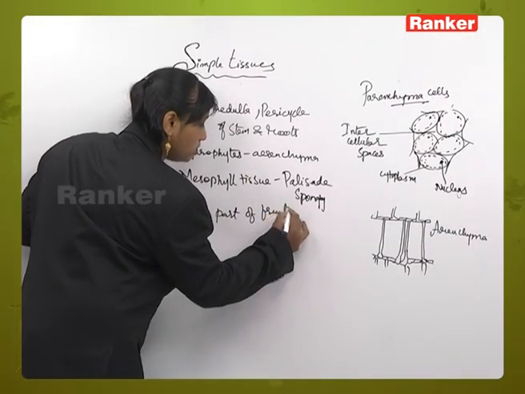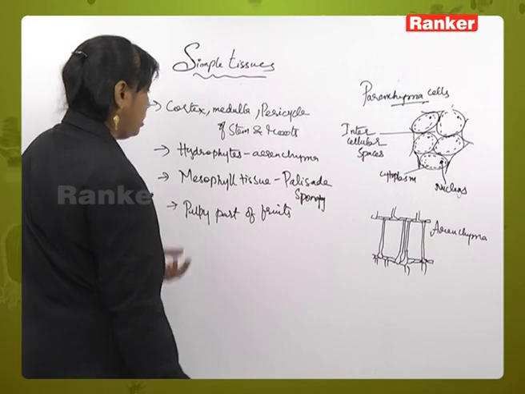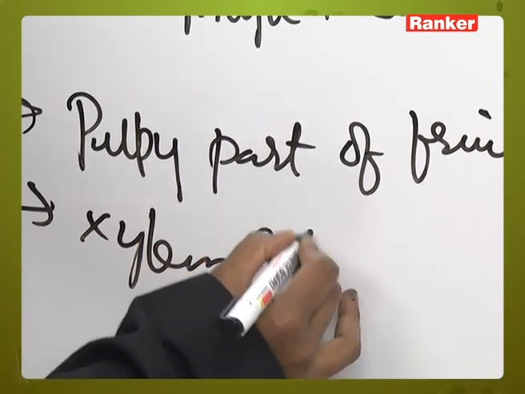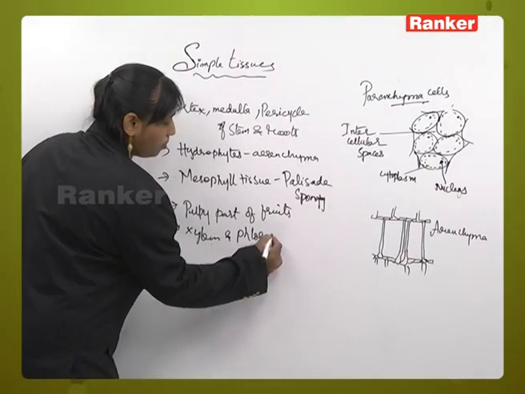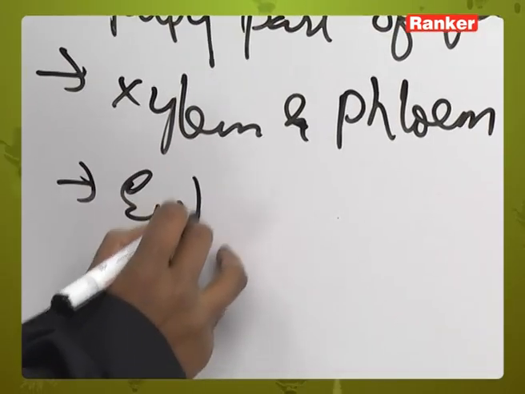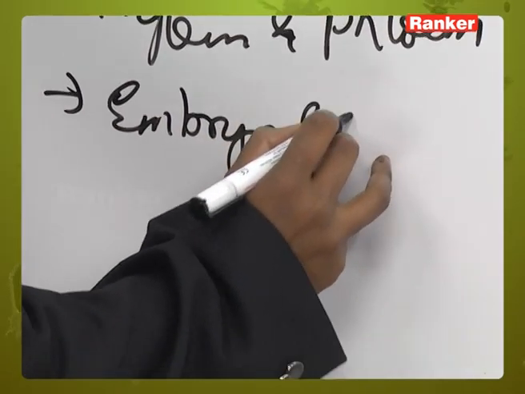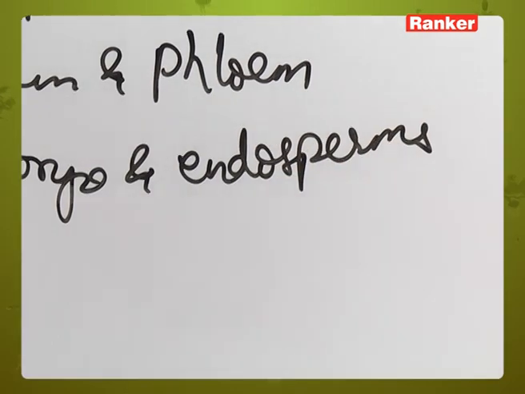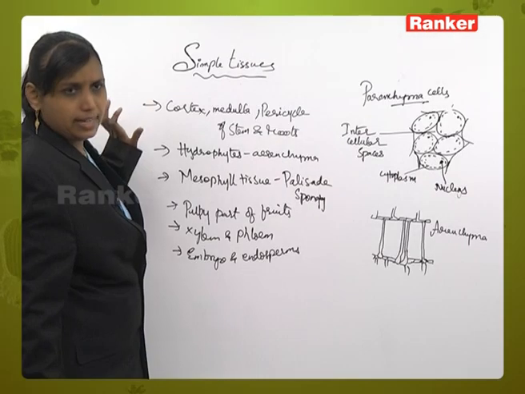You can see the presence of parenchyma cells, and again the xylem and phloem are also made up of simple parenchymatous tissue, and also in the embryo and endosperm. These are the places where we can see the occurrence of parenchymatous tissue.